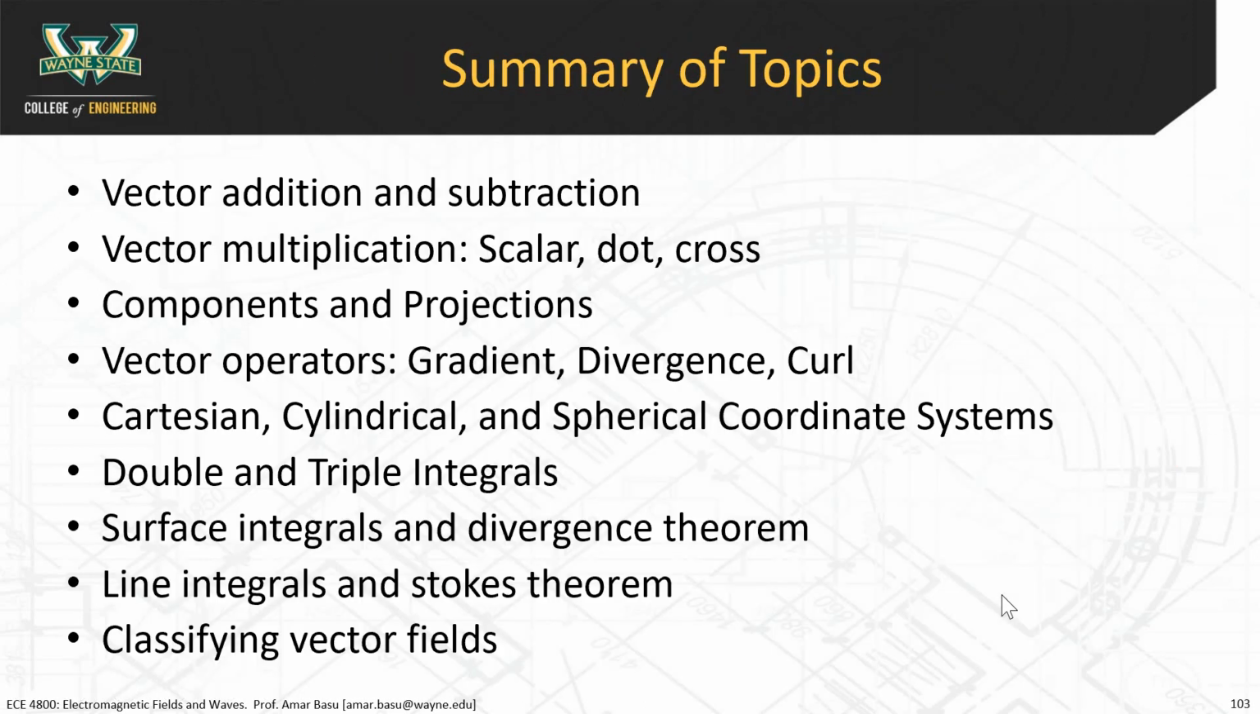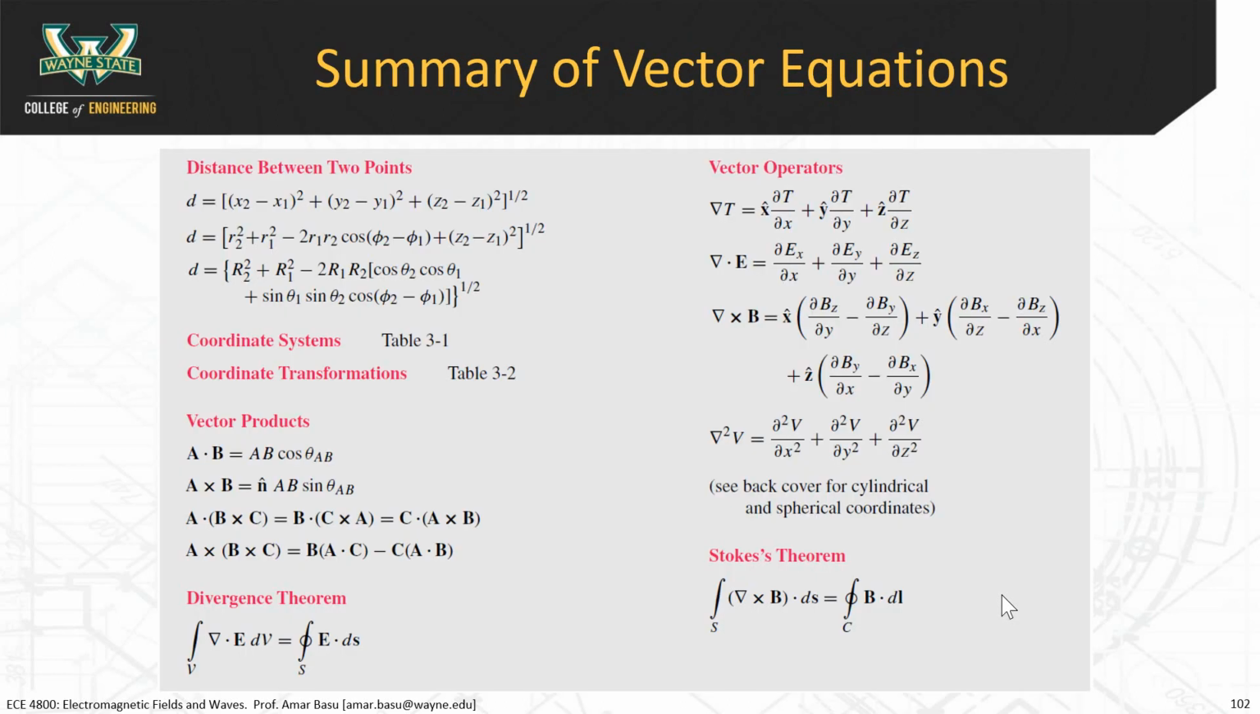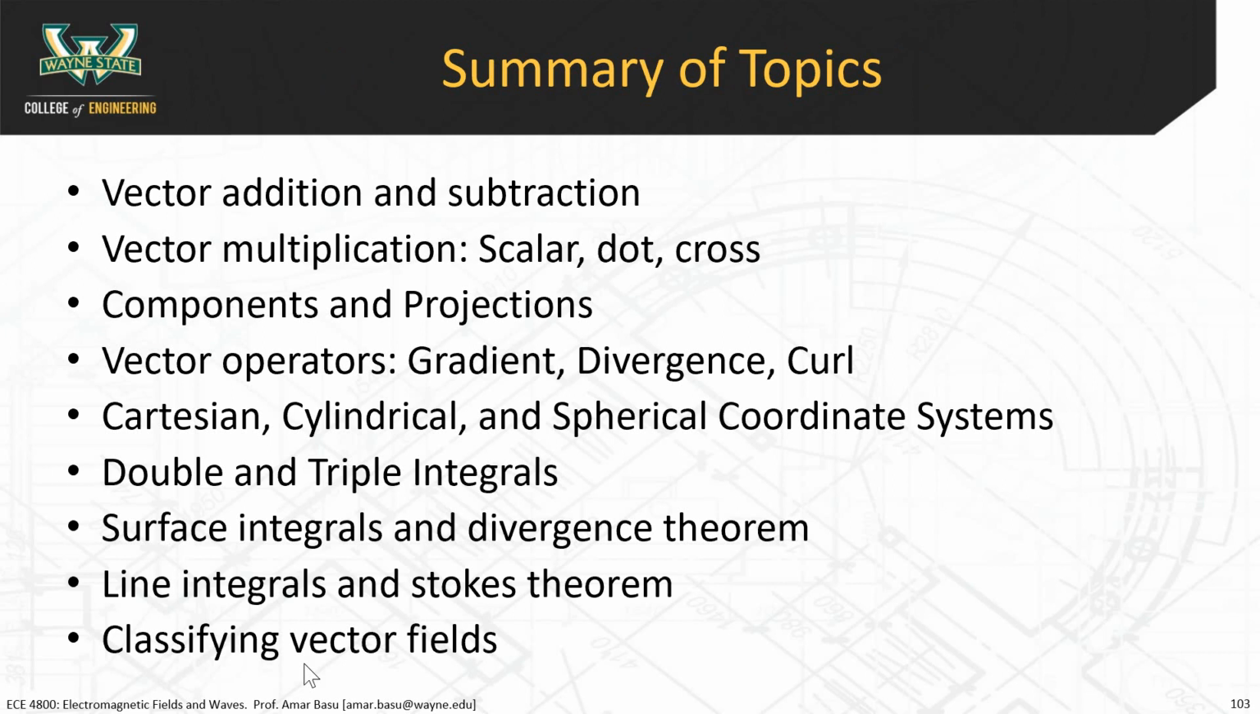Just in summary, we've covered a lot of ground in this module. This is a chart that summarizes some of the vector operators and the divergence and Stokes theorems. We've talked about vector addition and subtraction. We talked about the scalar, dot, and cross product, three types of vector multiplication. We talked about components and projections.